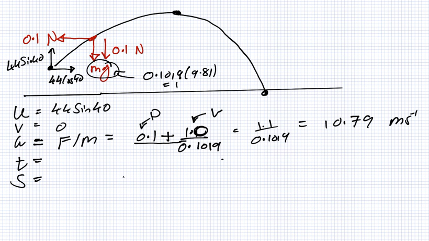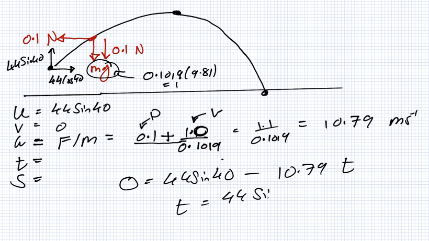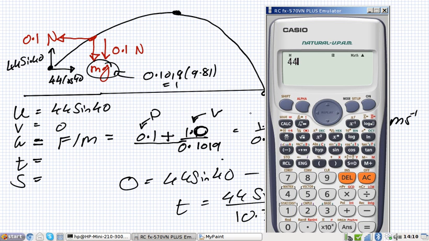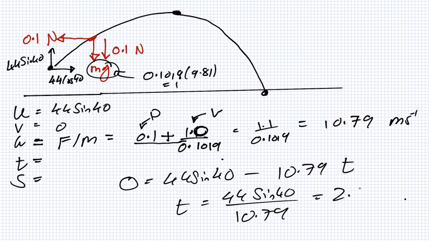So that's V equals U plus A T. So T will be 44 sine 40 over 10.79. This is just half the time, roughly. 44 sine 40 divided by 10.79. So that's 2.62 seconds for the first part.